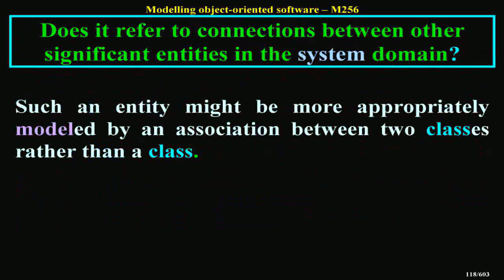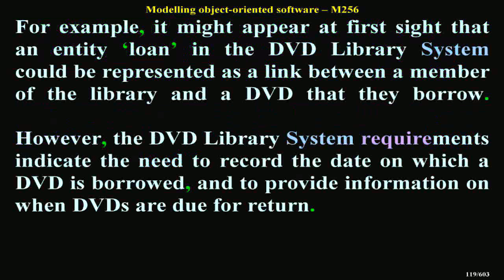Does it refer to connections between other significant entities in the system domain? Such an entity might be more appropriately modeled by an association between two classes rather than a class. For example, it might appear at first sight that an entity loan in the DVD library system could be represented as a link between a member of the library and a DVD that they borrow. However, the DVD library system requirements indicate the need to record the date on which a DVD is borrowed, and to provide information on when DVDs are due for return.